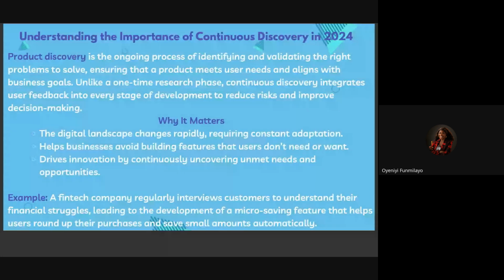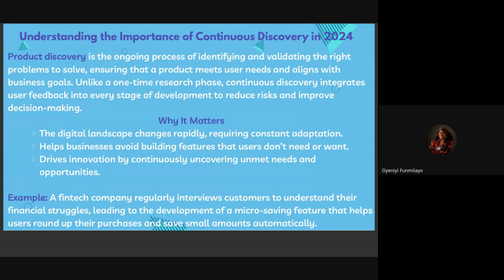It might not be you sending that feedback to them, but the product manager conducts interviews with their target audience, with the users that are using the product. And based on whatever these users are telling them, those are the things they use to drive innovation for their products. So over here, I said a fintech company regularly interviews customers to understand their financial struggles, leading to the development of a micro saving feature that helps users round up their purchases and save small amounts automatically.